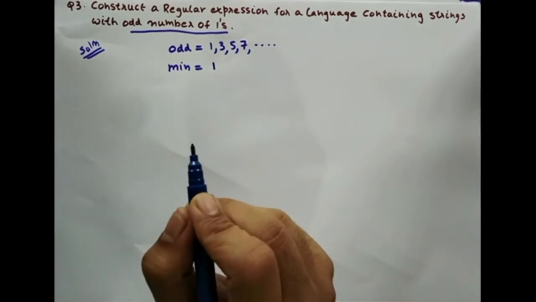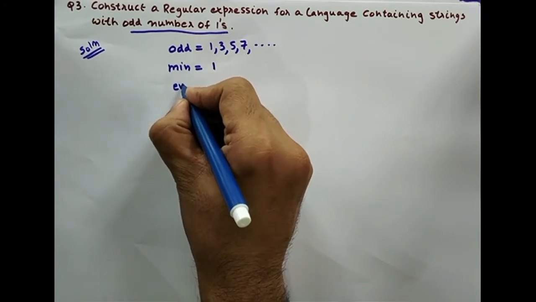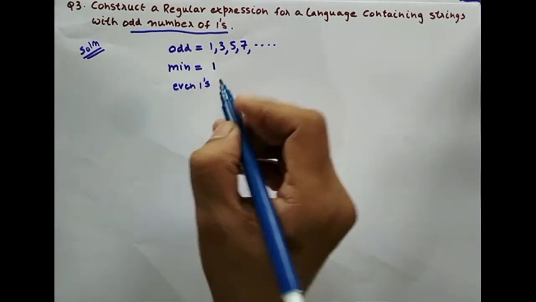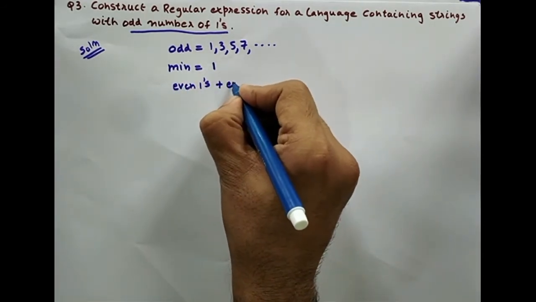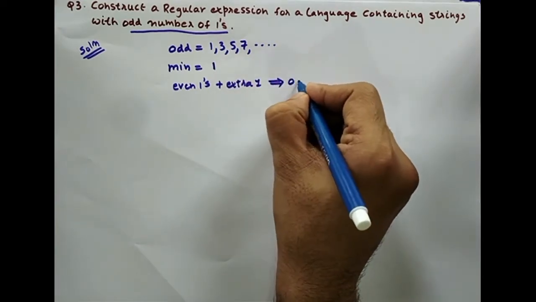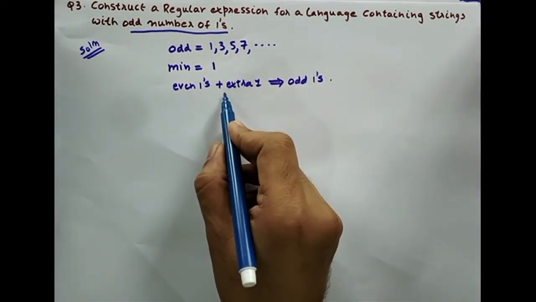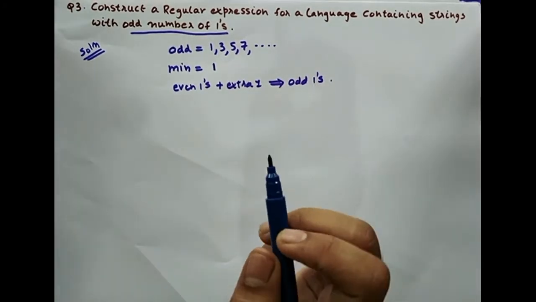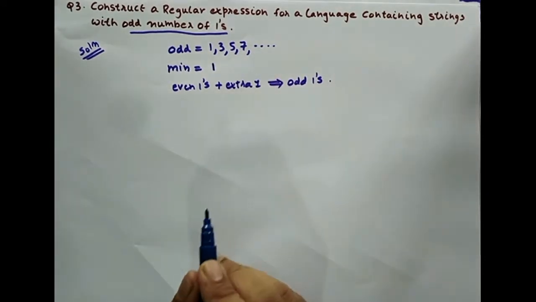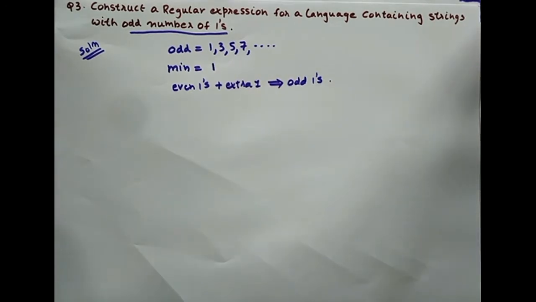Now we will just use a result. What is an even number of ones? What is the meaning of even number of ones? To an even number of ones, if we add one extra one, it gives me an odd number of ones. Agreed? To an even number of ones, if we add one extra one, we will get an odd number of ones. So first let us find out how we get an even number of ones.